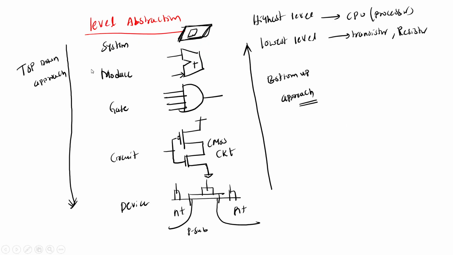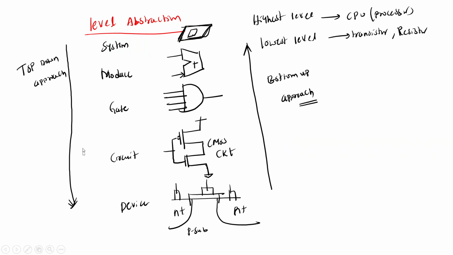We already saw the hierarchy. Hierarchy means top down approach and bottom up approach. First it starts from devices. With the combination of devices we design the circuits. With the combination of circuits we design the gates. With the combination of gates we design the modules, like combinational and sequential circuits such as adder, mux, and with the combination of modules we design the system. So this is the bottom up approach, and the top down approach means system, module, gate, circuit, and devices. Basically in VLSI we follow only the top down approach, not the bottom up approach.